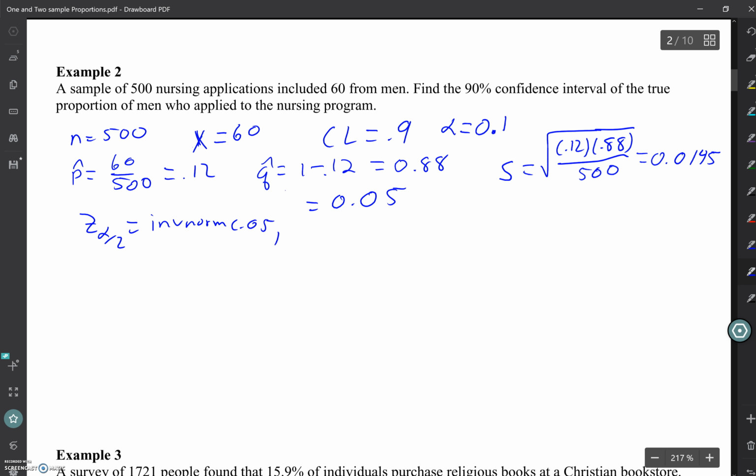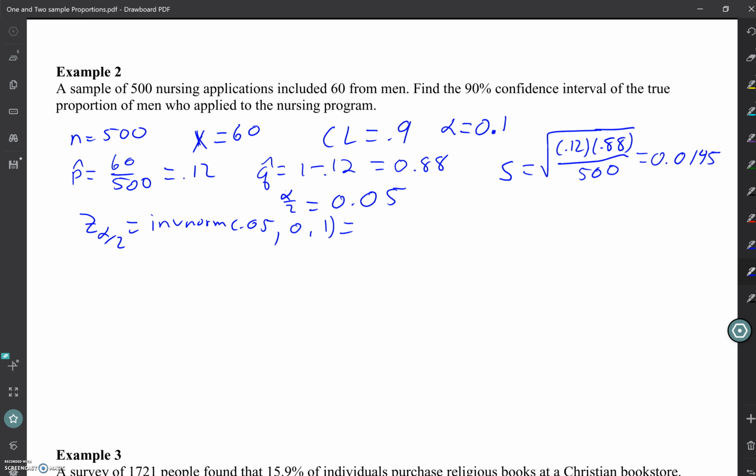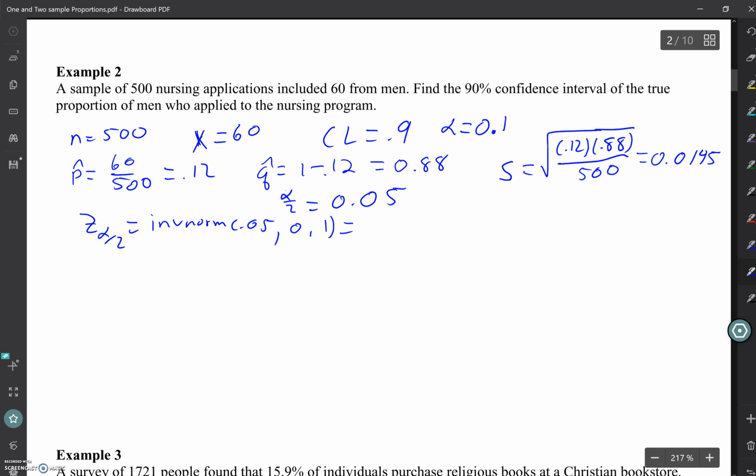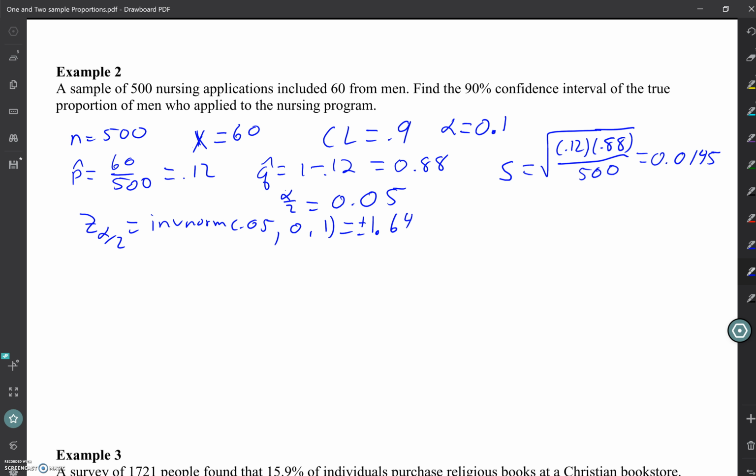With a 0 and a 1 to get the z-score. Now remember, this is going to give you the negative version, but the positive critical value is the same number, just the positive version of it. So what value is that going to give me? Close. I think this one is 1.64. Negative 1.64. And like I said, you add and subtract the margin of error, so you can use the positive or negative version, and it's not going to make a difference.